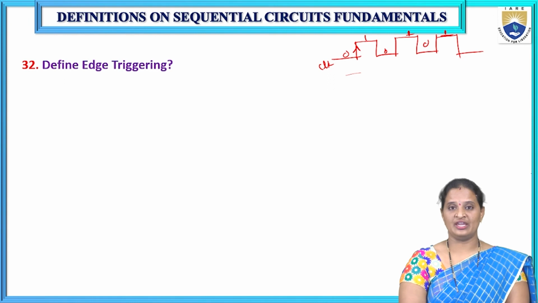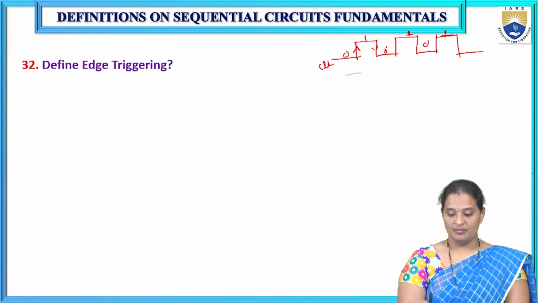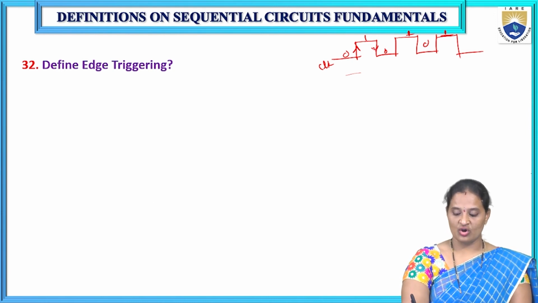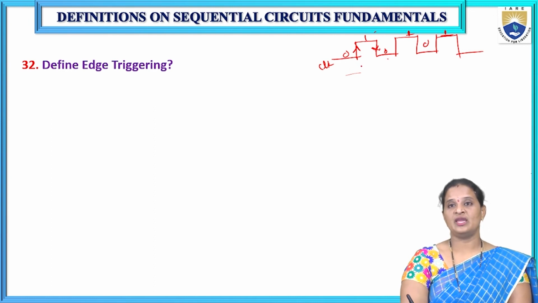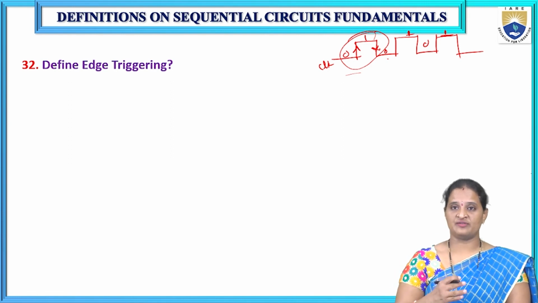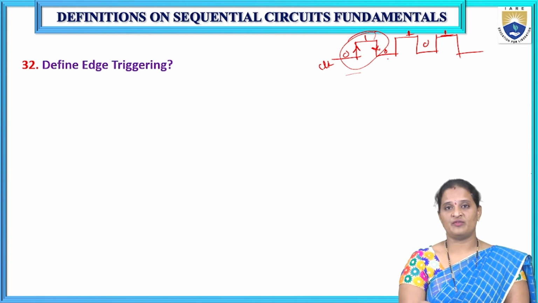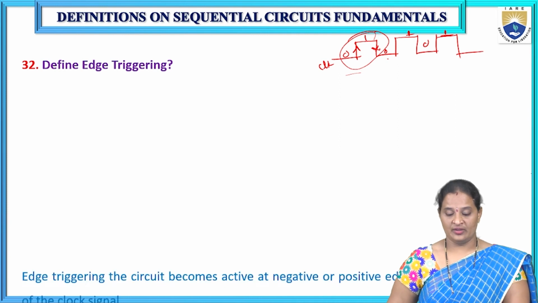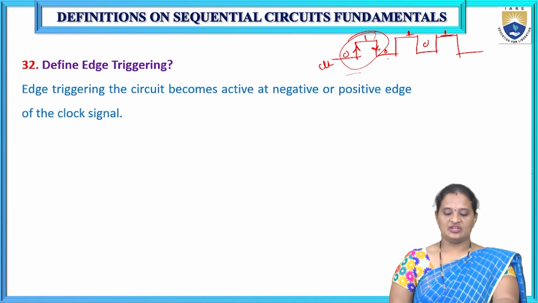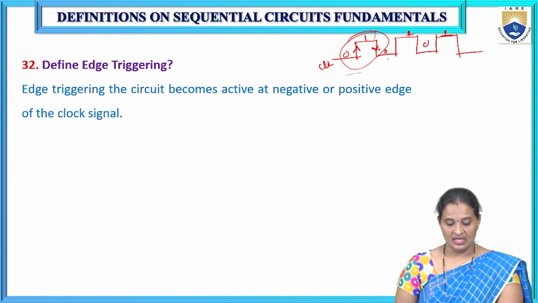the second type is the negative edge. If there is a change in the clock signal from either 0 to 1 or 1 to 0, then the output of the flip-flop will change, and this type of triggering is called edge triggering. Only when the clock is changing from 0 to 1 or 1 to 0, if the flip-flop changes its state, then such type of triggering is called edge triggering. In edge triggering, the circuit becomes active at the negative or positive clock pulse of the signal.